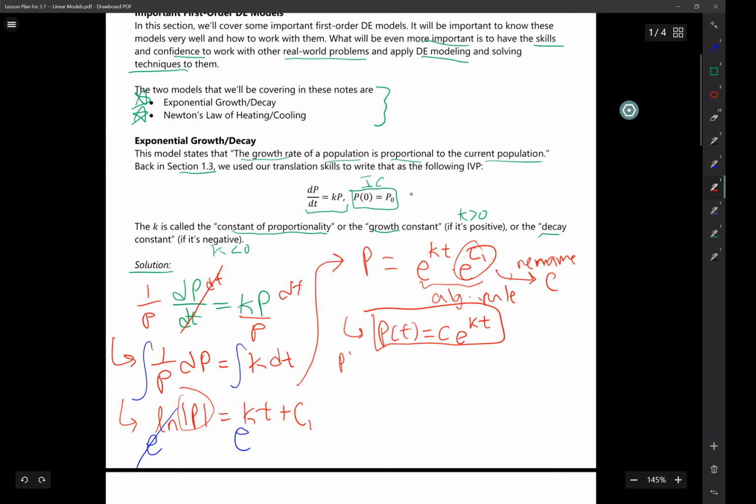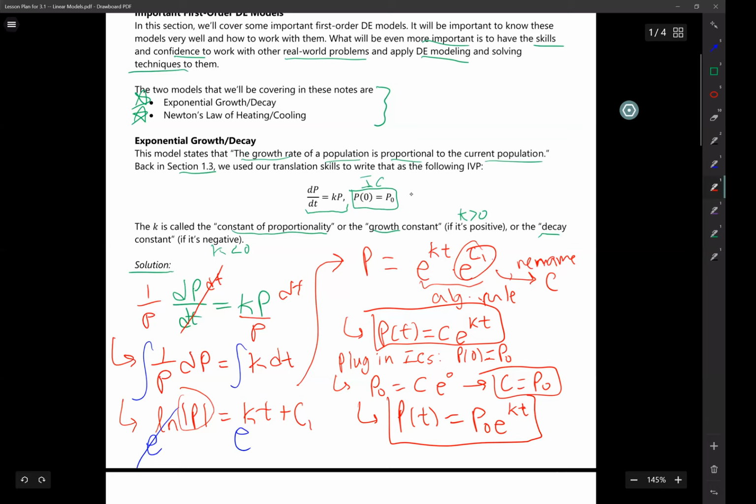We'll plug in our initial conditions. P of 0 equals P naught. And then what do you get? You get P naught is equal to C e to the 0. And so that tells me that C is equal to P naught. And so the final solution to the model is P of T is equal to P naught e to the KT. Okay, and so that's the exponential growth or decay model, the solution.